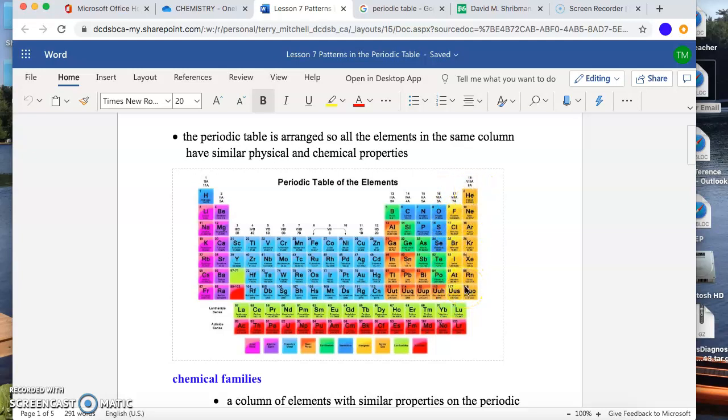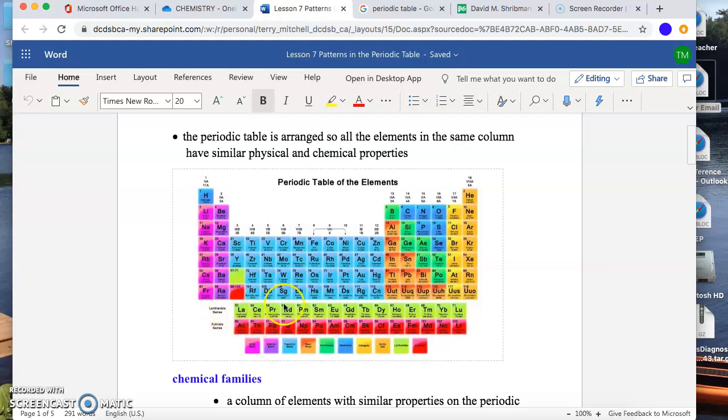So I would have you renumber these: 1, 2, 3, 4, 5, 6, 7, 8. And going forward, we'll be referring to them as those columns as well. All these blue in the middle here, these are transition metals. We don't deal with those in grade 9.